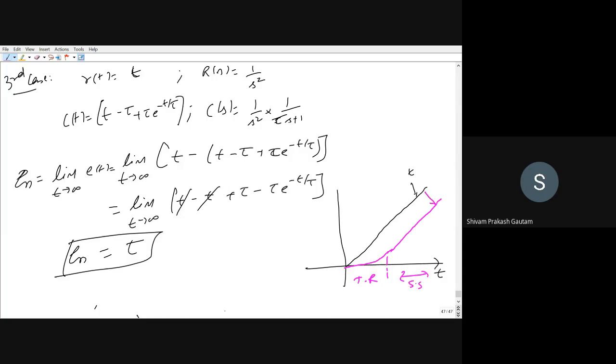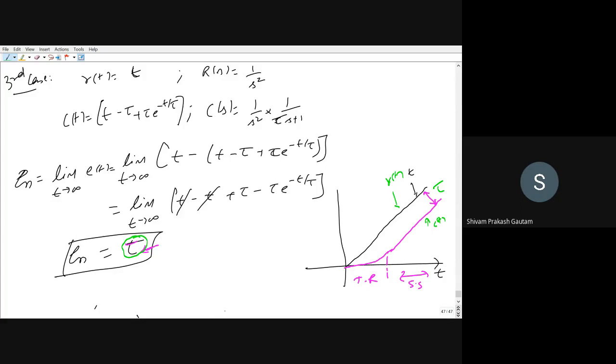Now, this difference between input and output is what we have calculated. What is the steady state difference? What is the error? Error is the difference of input minus output. So if this is my c(t), that is the output, and this is my input, that is r(t), the difference is tau. So this difference is tau. This is our error.